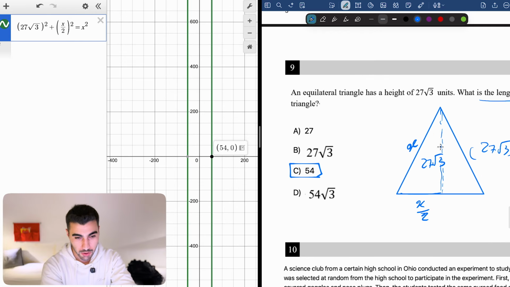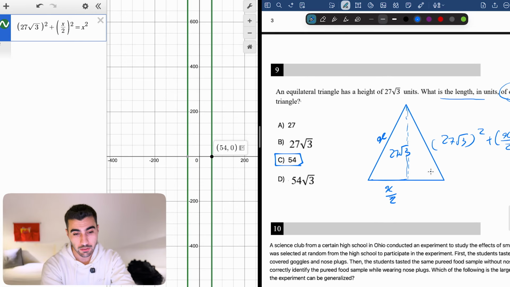So by just drawing the shape, in these kind of questions I always try to draw the shape so you can know what is going on. You look at the shape and then you can say, all right, we can use Pythagorean theorem. You put that equation into Desmos and it just solves it.